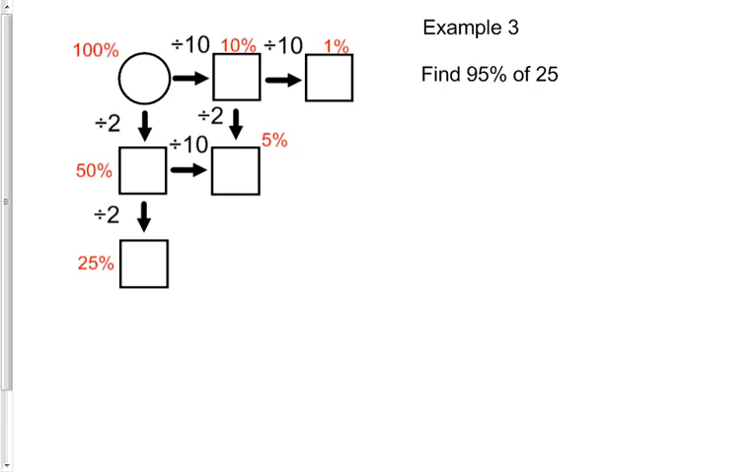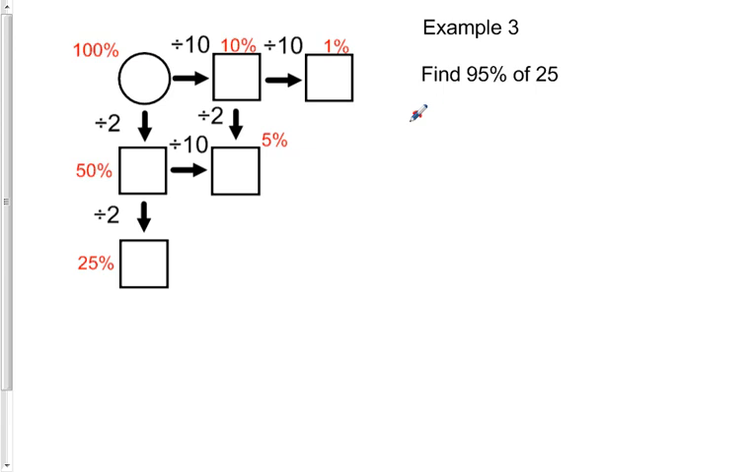Now we can go even further with this and try something slightly different. Find 95% of 25. Well, we're going to be working a lot with decimals here, but there's multiple ways we can find this. Now, if we know we've got 100, 10, 1, 5, 50, and 25 as our options for percentages, we don't always have to add up to 95.